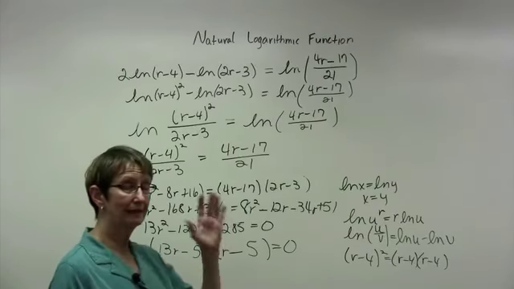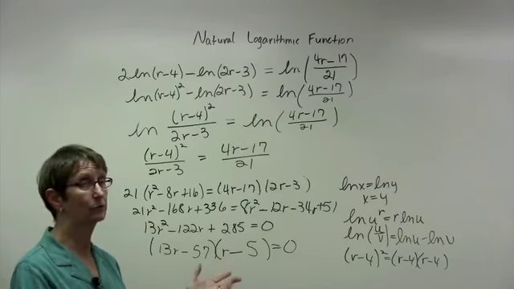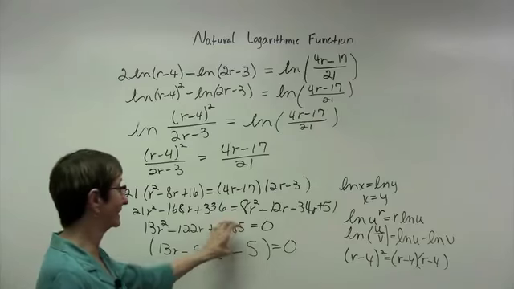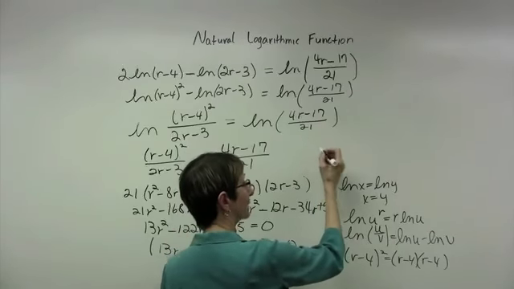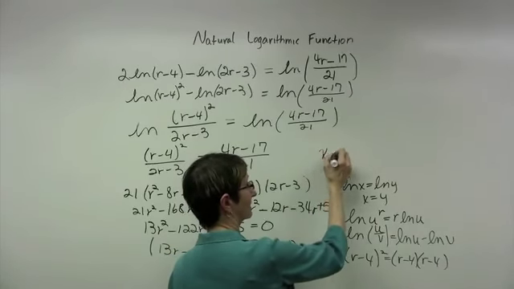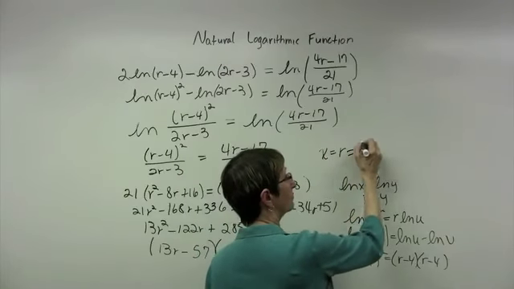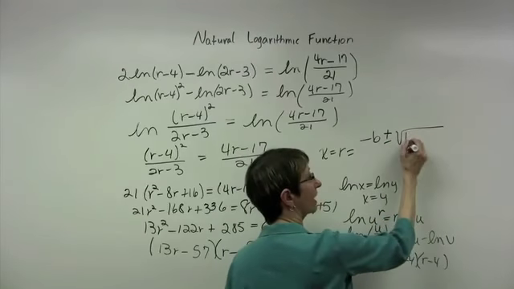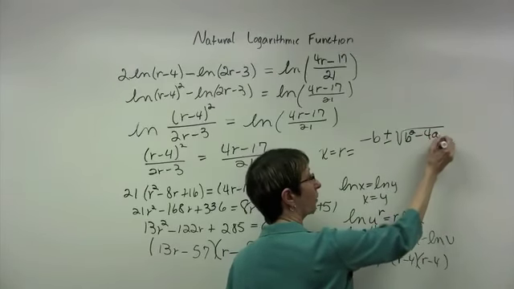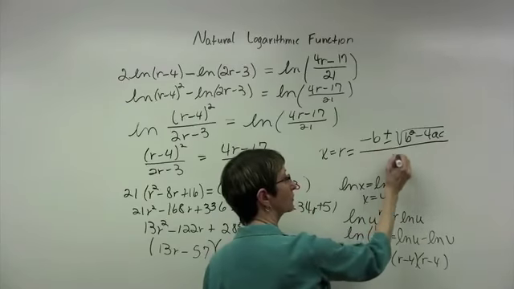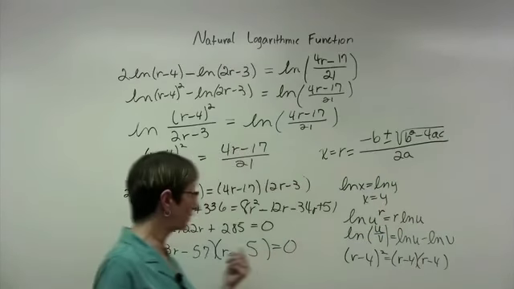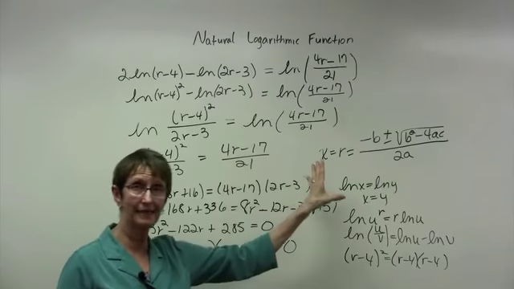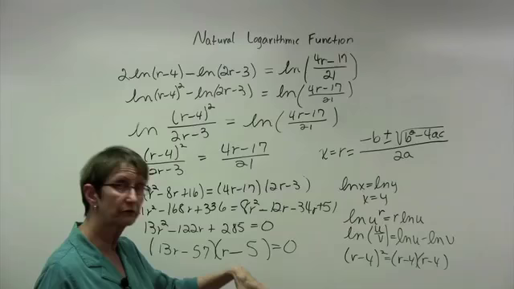If I've lost you totally with the factoring, that's fine. That's why there's a quadratic formula based on ax squared plus bx plus c. So if we're solving, in this case, for r, it's this in place of the x. This is really r. It would be negative b plus or minus the square root of b squared minus 4ac all over 2a, where a would be the 13, b is negative 122, and c is 285, and that's not a problem.